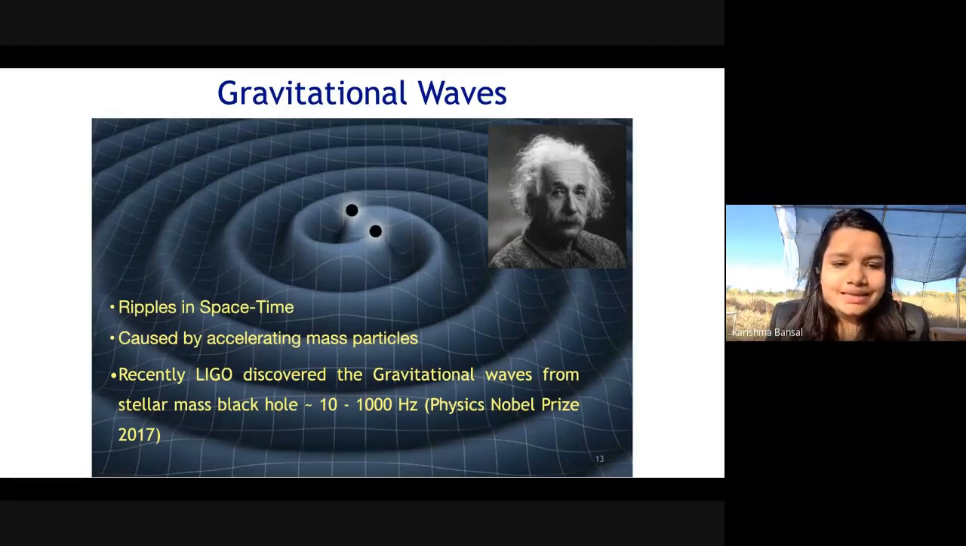Gravitational waves are basically ripples in space-time which are caused by accelerating masses. These were first theorized by Einstein, and LIGO first discovered them in 2015. In 2017 they got a Nobel Prize for this. It was a big, big, big discovery in the field of astronomy, or in science in general, because we didn't even know if these waves existed.